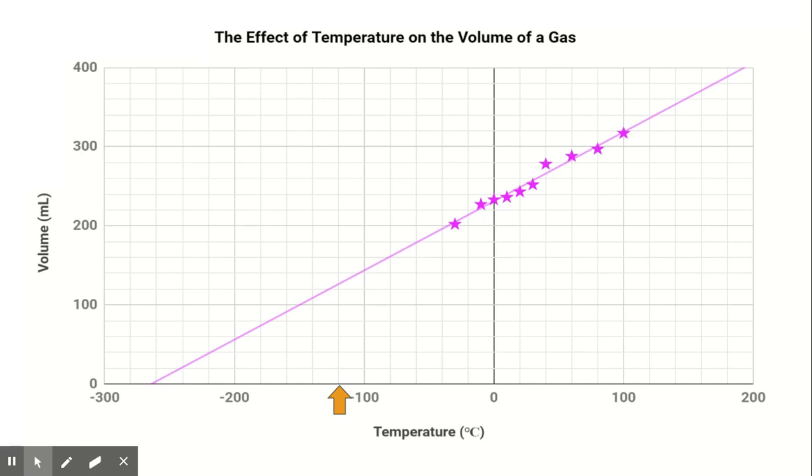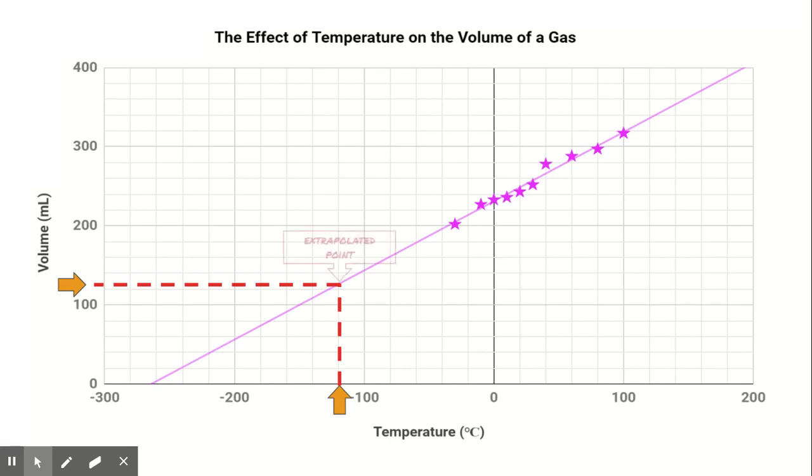If I want to know what is the volume of the gas when the temperature is about negative 120 degrees Celsius, from that point, negative 120 degrees Celsius, I go straight up until I hit my trend line, straight across until I intercept my axis, and that's going to give me my value. In this case, the value is about 125 milliliters. In this case, I was doing extrapolation because I am outside of my range of data.